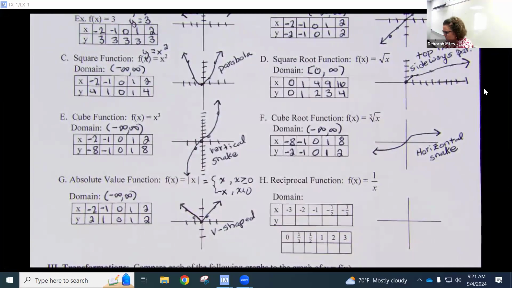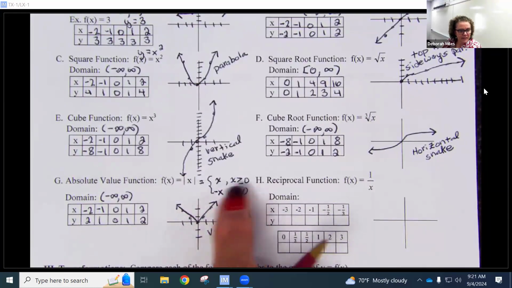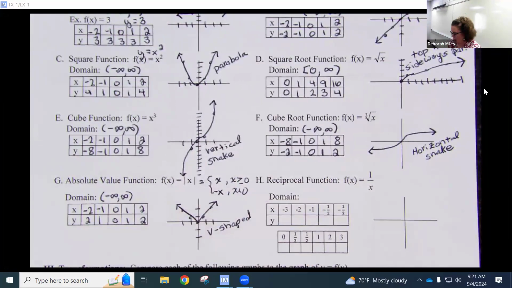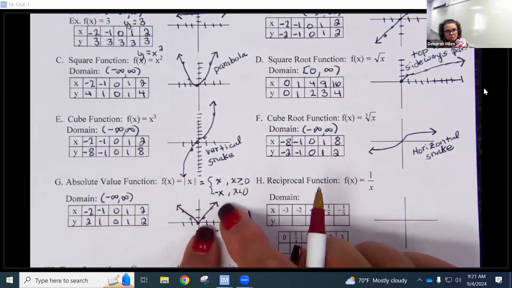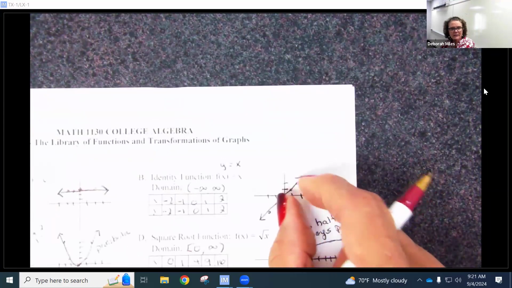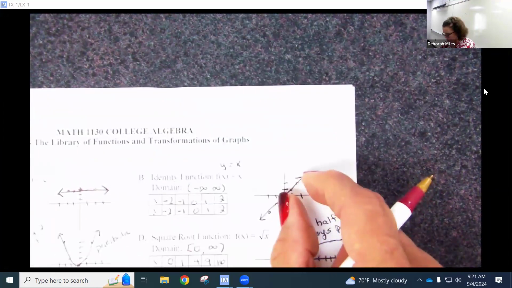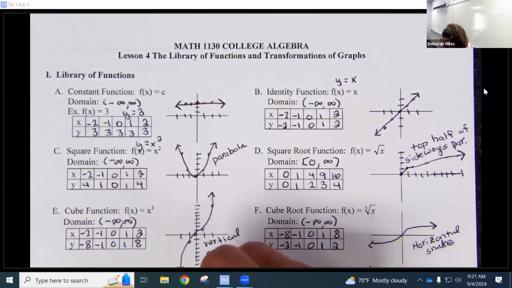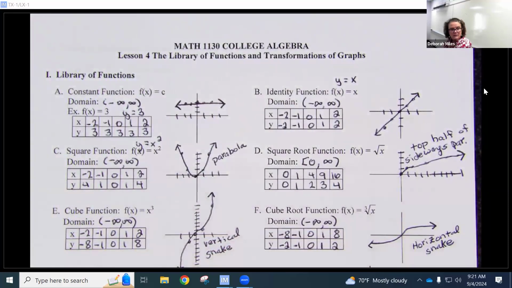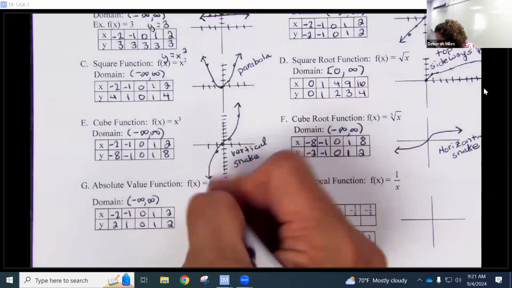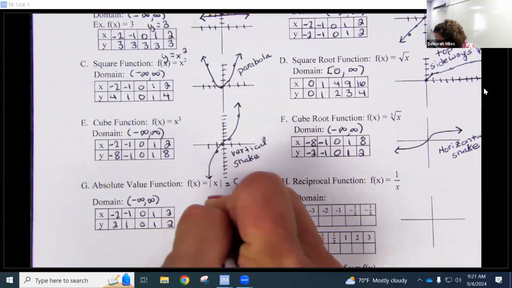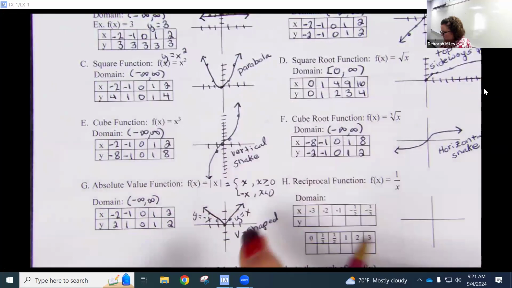Put in a positive, you get out the same thing you put in. Put in a negative, you get out the opposite of what you put in. This piece of the graph of the absolute value function is y equals x. It's this piece of the identity function. This is the graph y equals x. And this is the graph of y equals negative x.